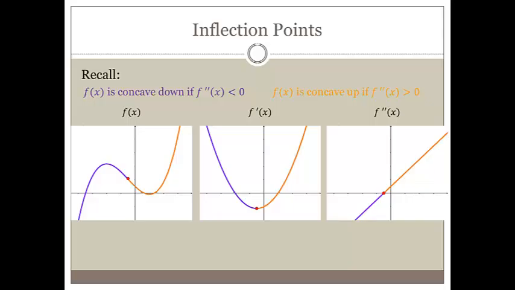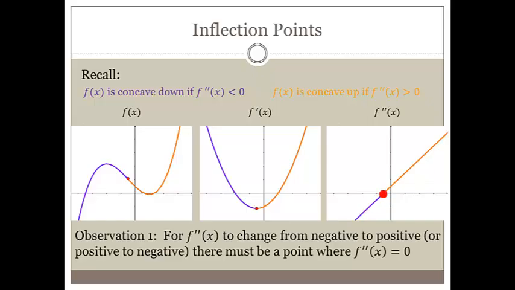Similarly, on the right-hand side, the graph of f of x is concave up. This is because our rates of change, or derivative, is increasing, which means that the second derivative is positive. Let's now make some further observations. The first is that if f double prime of x is going to change from negative to positive, as it does here, or similarly from positive to negative, there must be a point where f double prime of x equals 0. In other words, we can't change from negative to positive or positive to negative without crossing through 0.